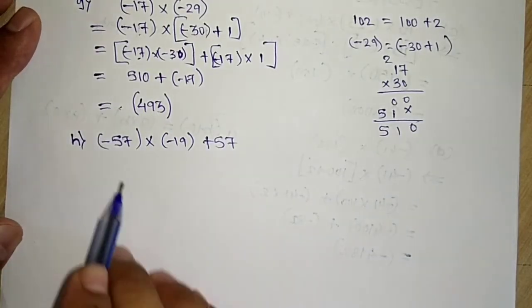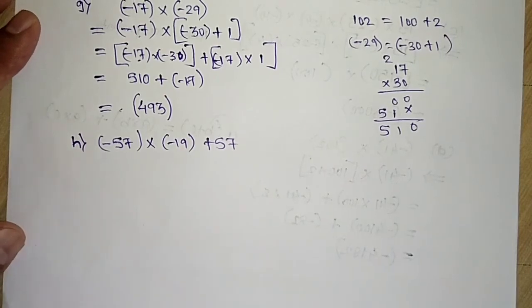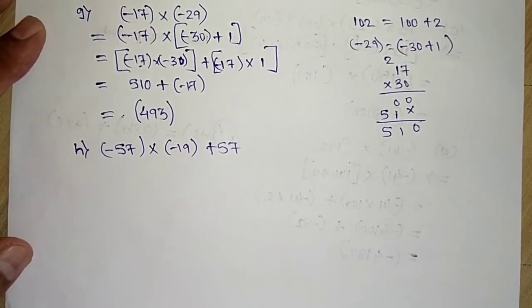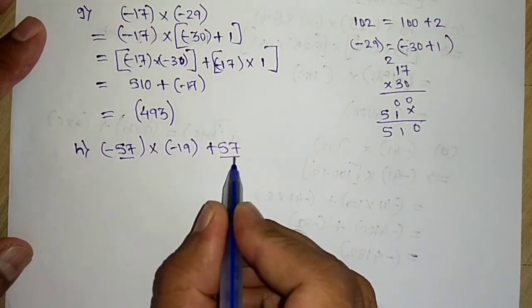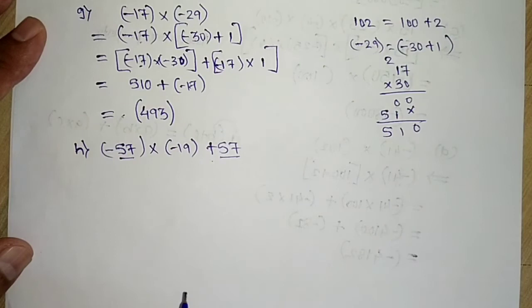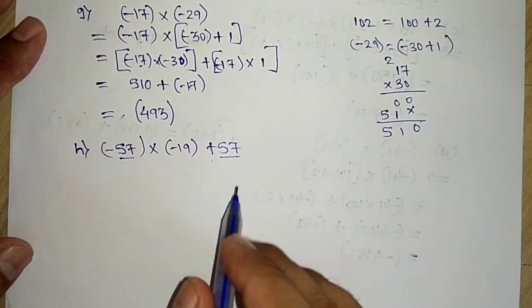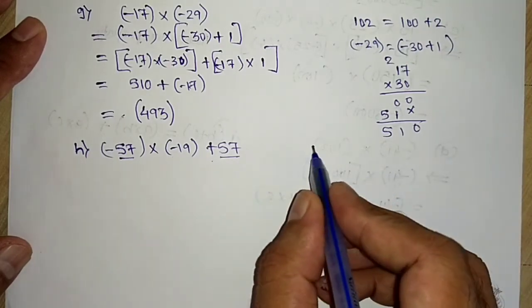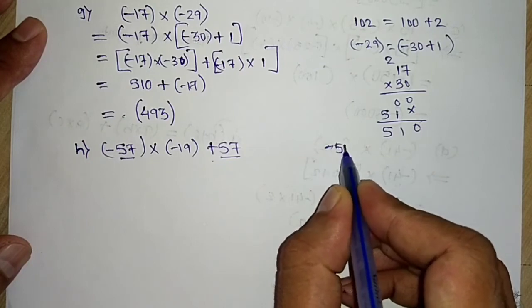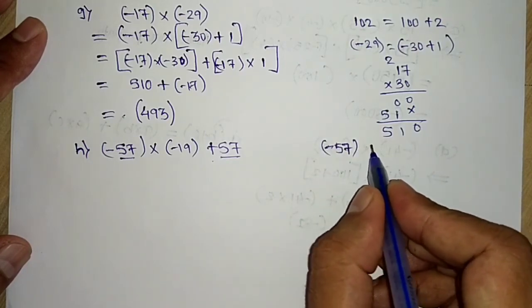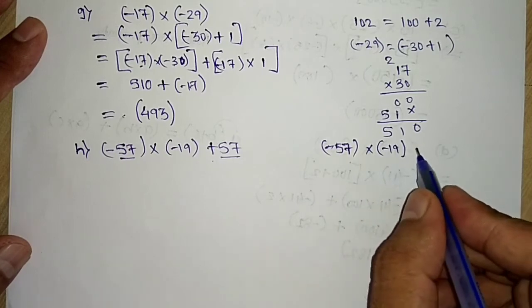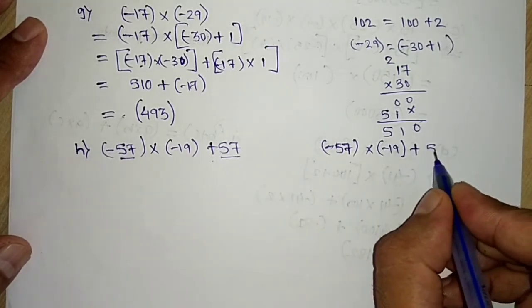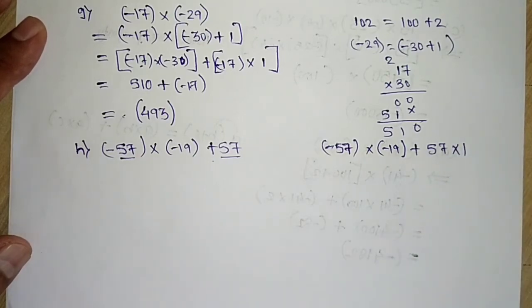Students, observe the question carefully. It is the same thing which we have solved before. We have two numbers common, that is 57 and 57. We have addition in between and multiplication also, but here we don't have multiplication. So can I write this question like this: minus 57 multiplied by minus 19 plus this 57, can I write like this, 57 multiplied by 1? Yes, definitely I can write, because 57 ones is 57.